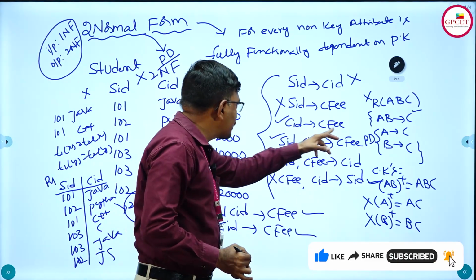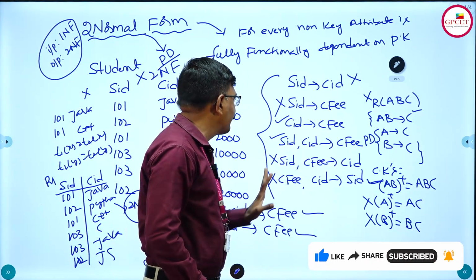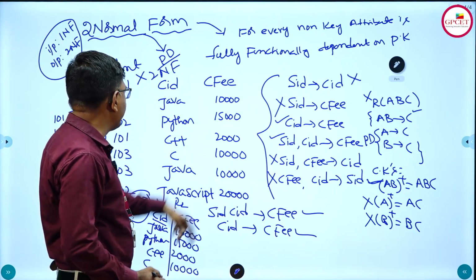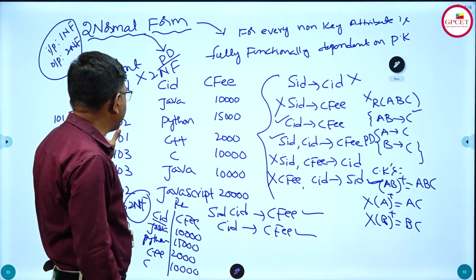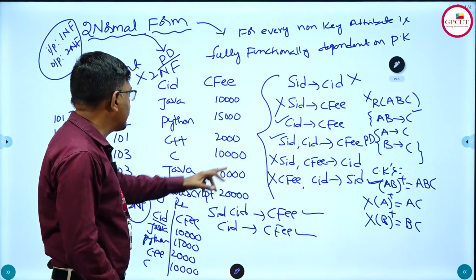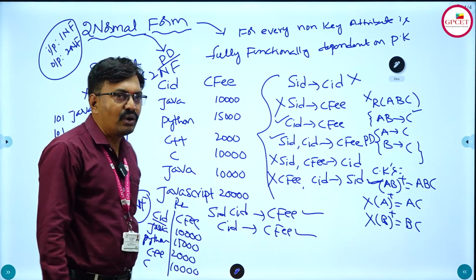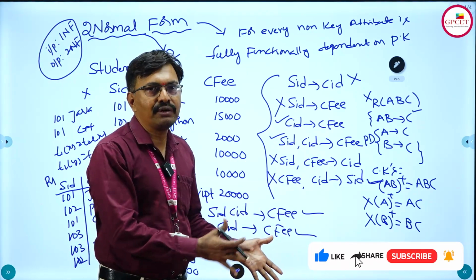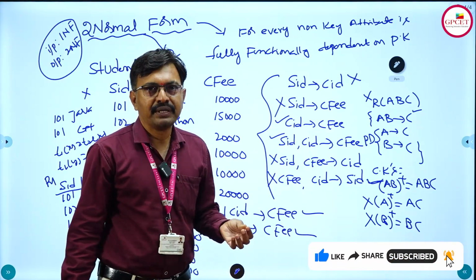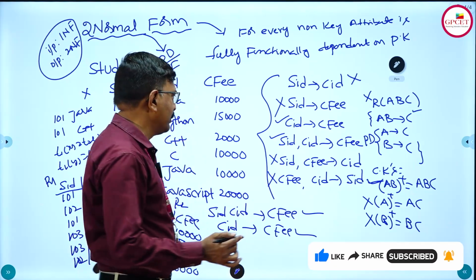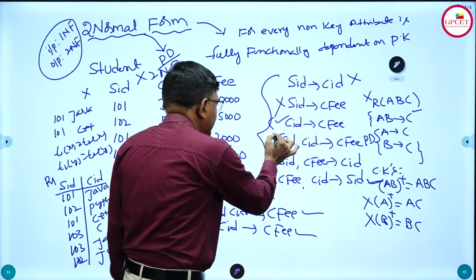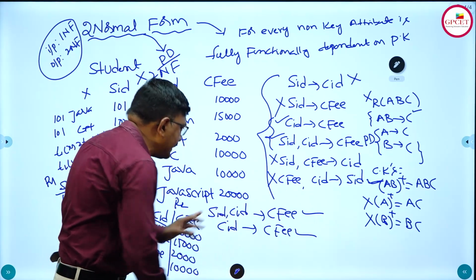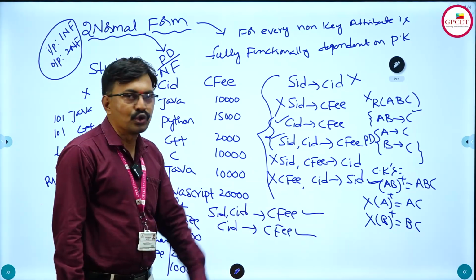Here CID tends to course fee. Why? Because observe here, CID tends to course fee based on the functional dependency property. Java 10,000. What is the property? T1 of x equal to T2 of x, T1 of y equal to T2 of y. Left hand sides are equal, and the right hand sides are also the same. That's why functional dependency is satisfied. Simply we can write SID comma CID tends to course fee, and CID tends to course fee.